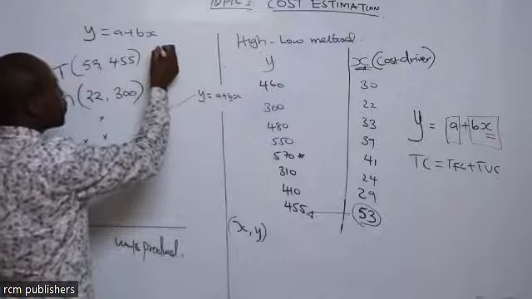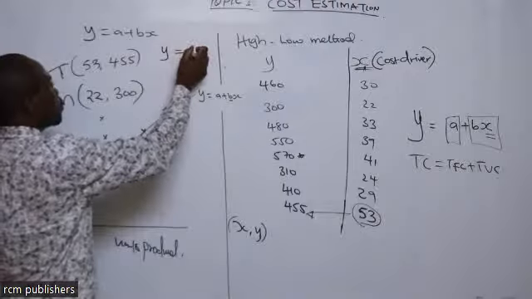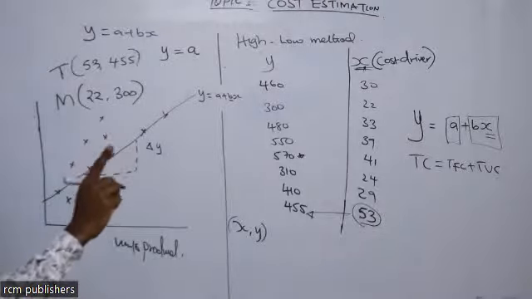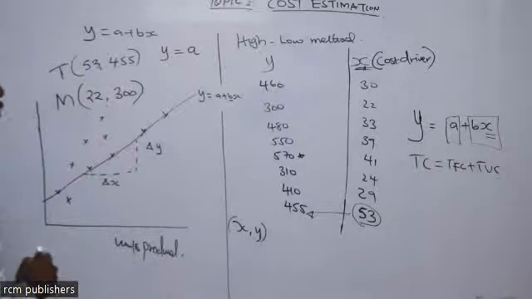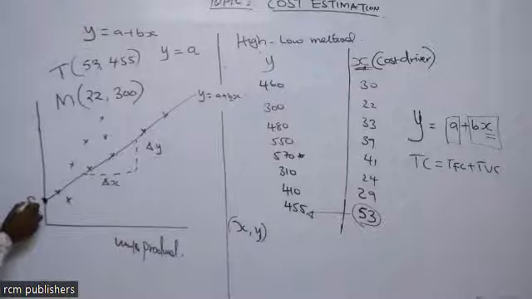So when the total production cost is equal to the total fixed cost, at that particular point, we've not produced anything. And what is that particular point? It is here. This is the point of getting the value of a.